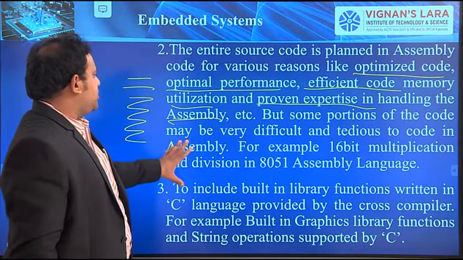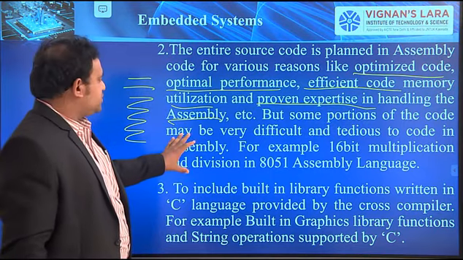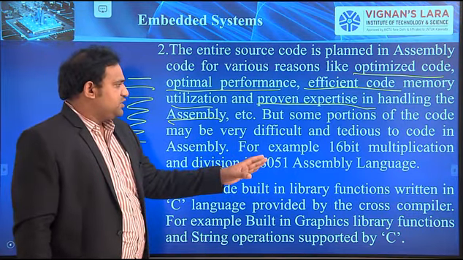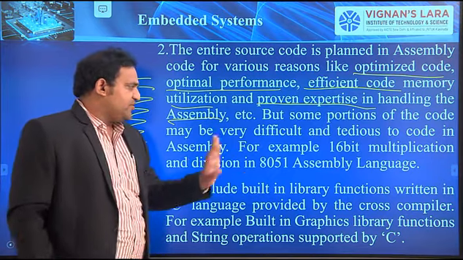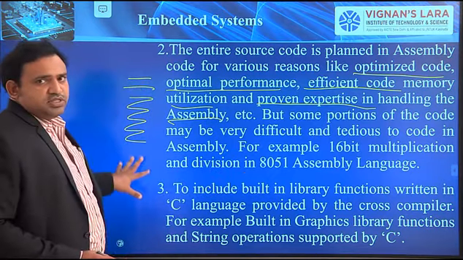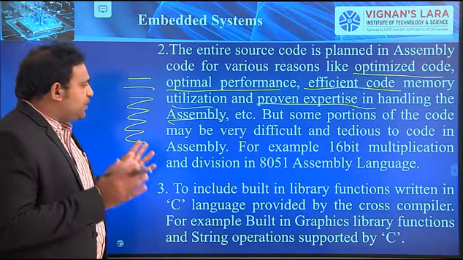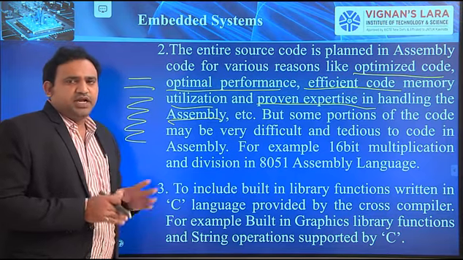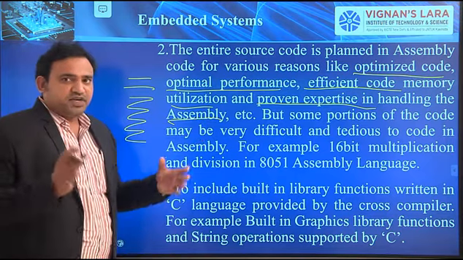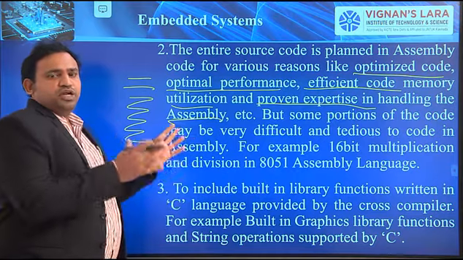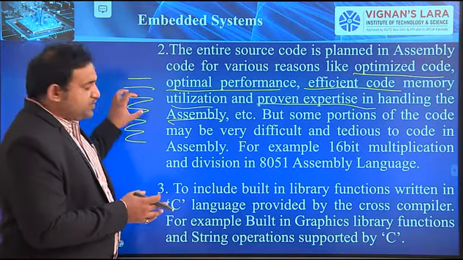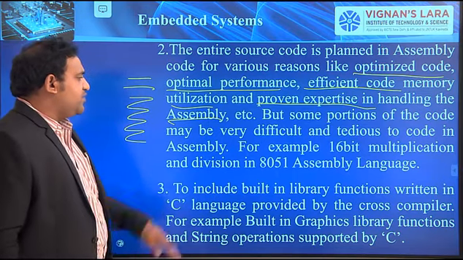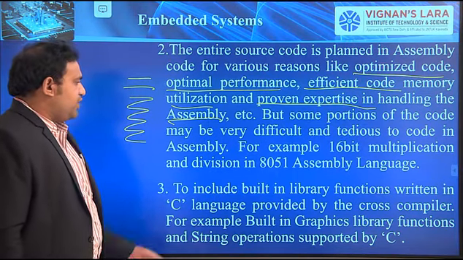But some portions of the code may be very difficult and tedious to code in assembly. For example, 16-bit multiplication and division in 8051. Here the code is all in the assembly level format. But some operations like 16-bit multiplication and division are very difficult to run, may take time, and these advantages may get affected. So in such conditions, we will include some high level language code in the respective assembly level language code. Simple.